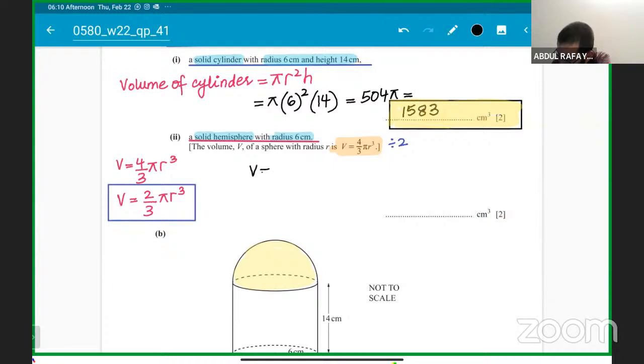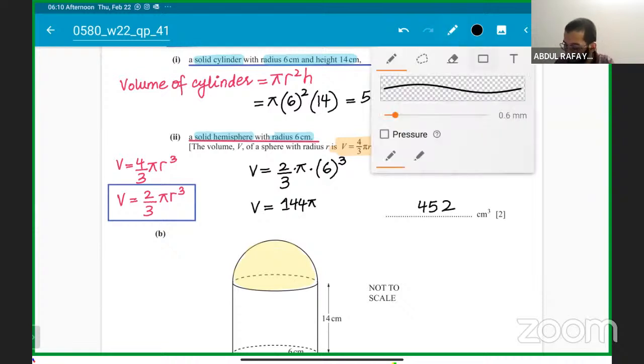So the volume of the hemisphere will be 2 over 3 into pi into the radius, which is 6, to the power of 3. Just do it in the calculator: 2 over 3 times pi times 6 cubed. It comes to 144 pi, which is 452 point something. You can write it to three significant figures, 452.389, so you can write 452 as well.